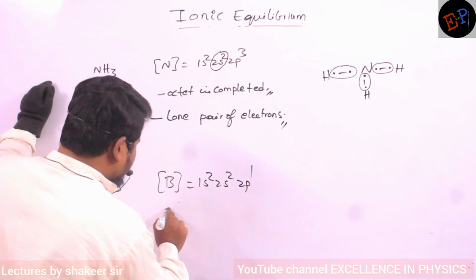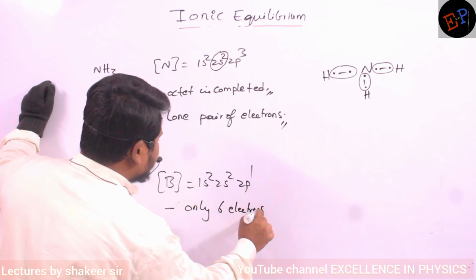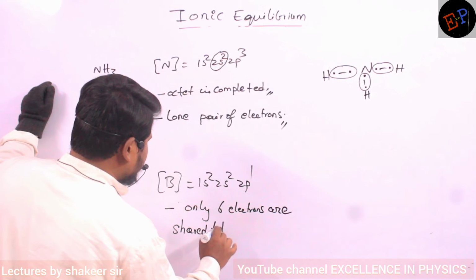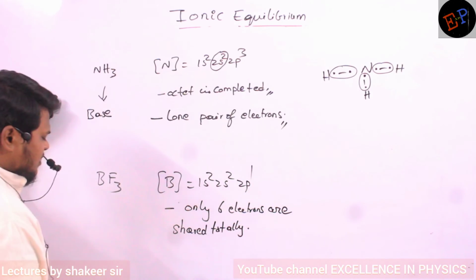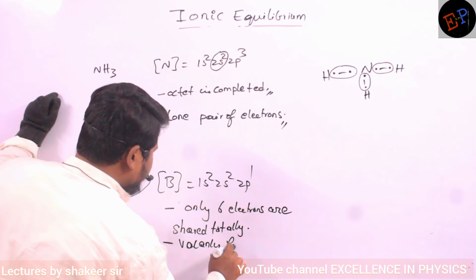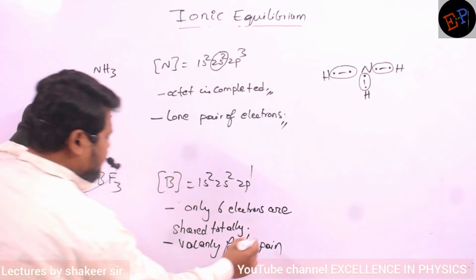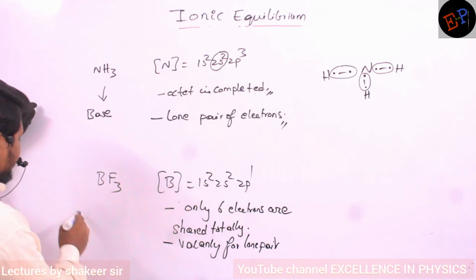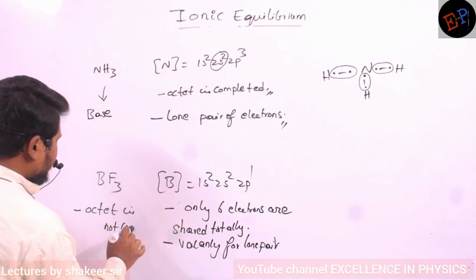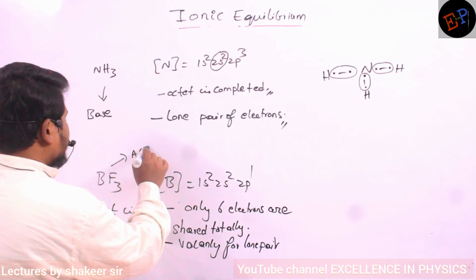So here I can write, only 6 electrons are shared totally. So there is a vacancy for a lone pair. And also I can say the octet is not completed. So therefore BF3 behaves like an acid.